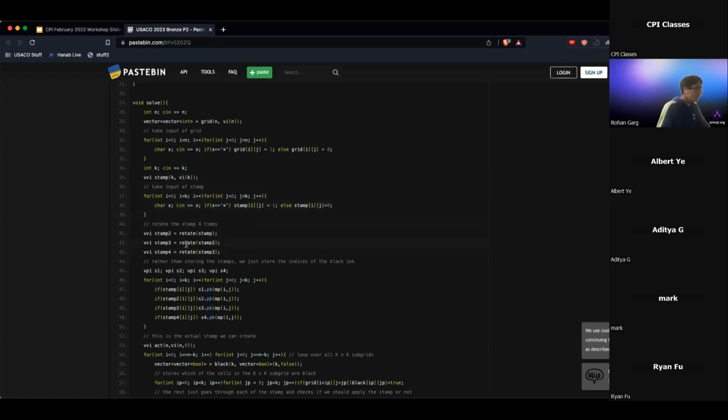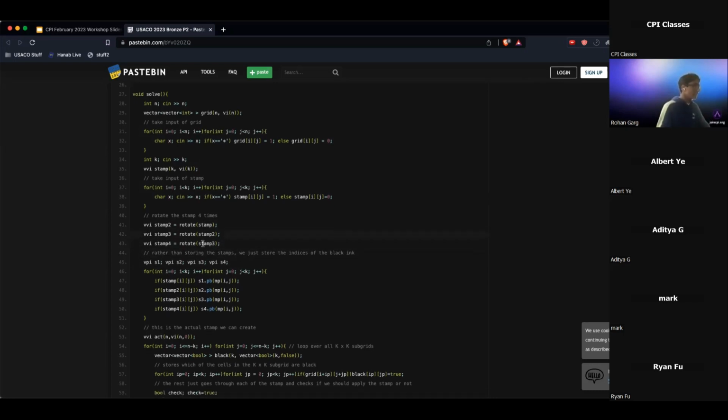Here I use the rotate function 3 times to find all 4 possible stamps. I first rotated the original stamp 90 degrees to get stamp 2, then I rotated stamp 2 by 90 degrees to get stamp 3, and similarly to get stamp 4, I rotated stamp 3 by 90 degrees.